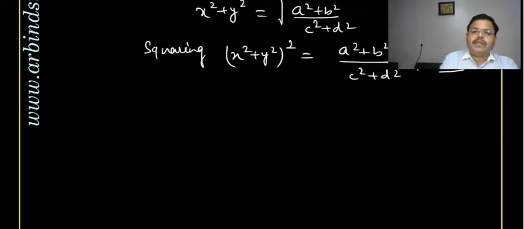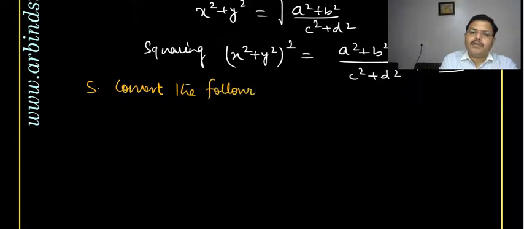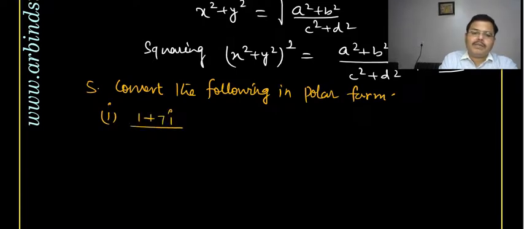Now there are some questions. Question number 5. Convert the following in polar form. The first part of the question was (1 plus 7 iota) divided by (2 minus iota) whole square. And there is a second part of the question also.